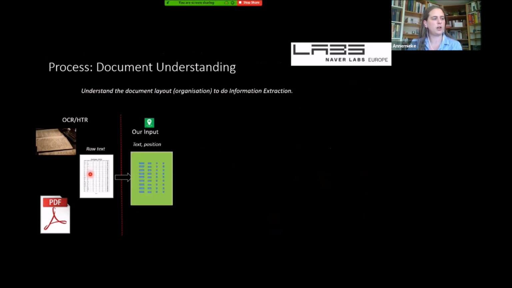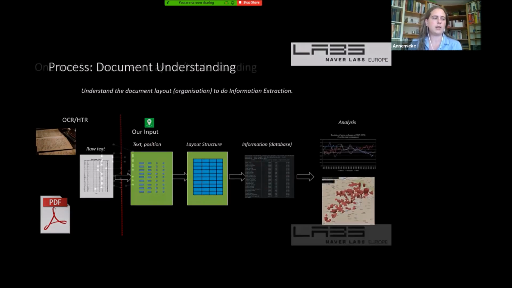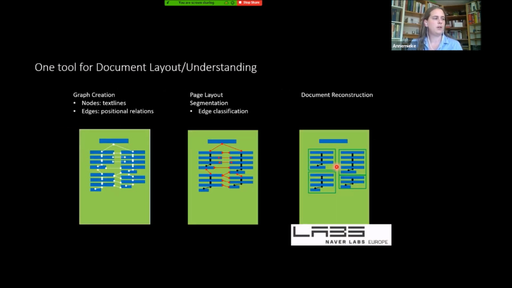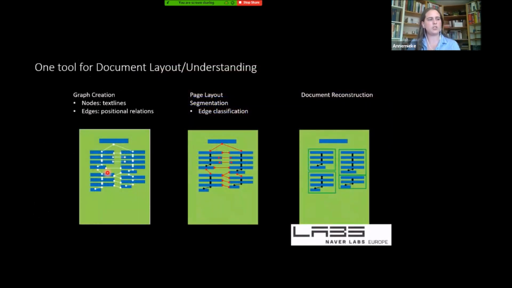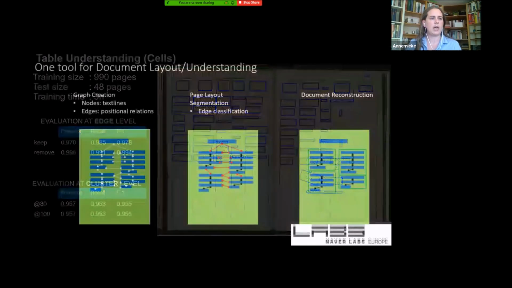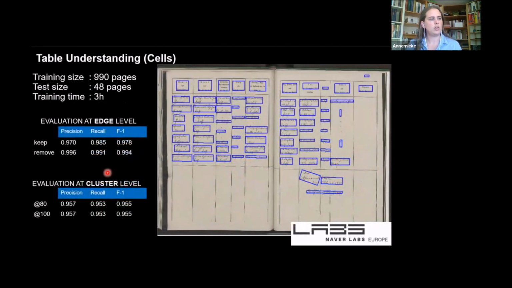So you have the OCR, you have the position, it figures out where it is positioned, it comes up with a layout structure, it puts it in a database, and then you can analyze the whole thing. So you have nodes, it figures out a relation, it figures out the information on the page, and then it reconstructs the document based on this information. So here you have it in practice.